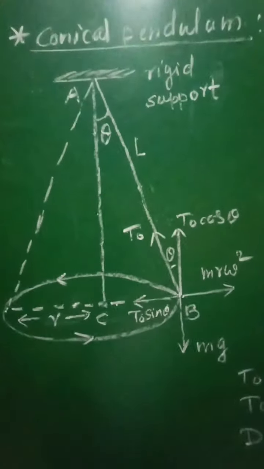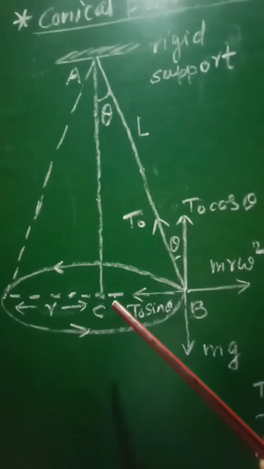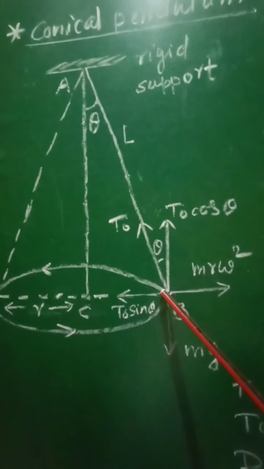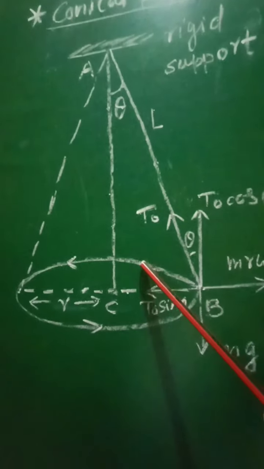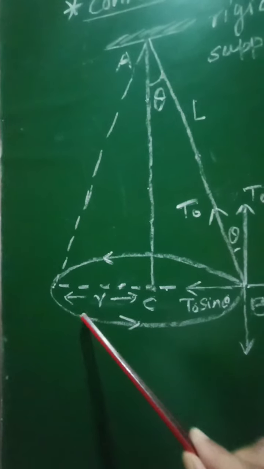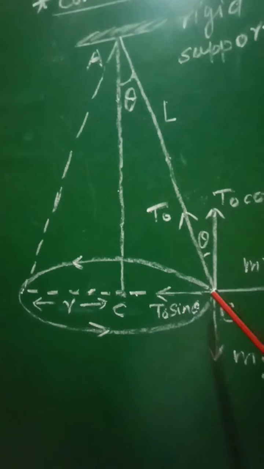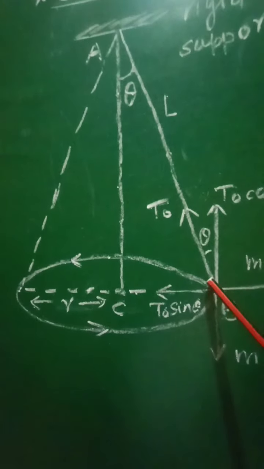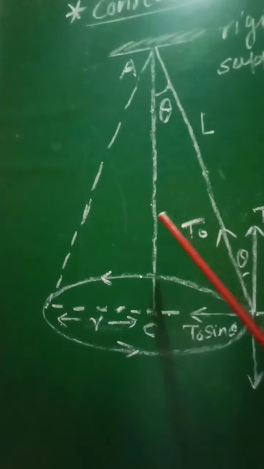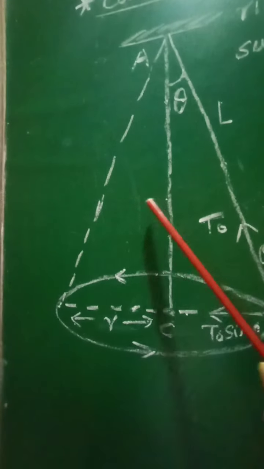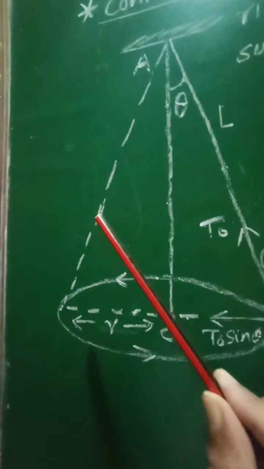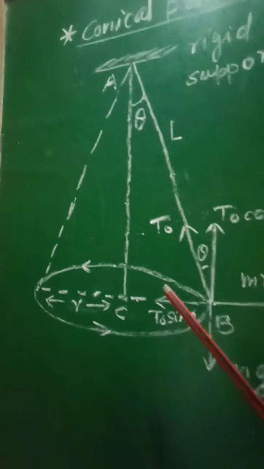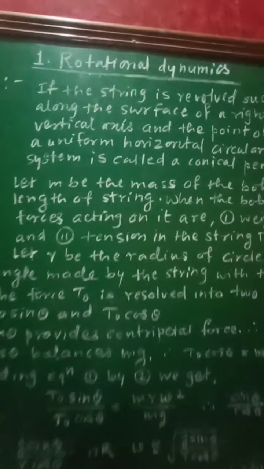Therefore, in case of conical pendulum, first of all, this mass will be displaced from its vertical position to position B, and then it is revolved along this circular path. So in this case, this bob will perform uniform circular motion along the circumference of this circular path. At the same time, this string will now trace the conical shape, and hence this total system will act as the conical pendulum.